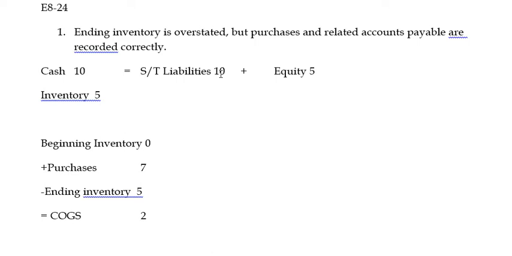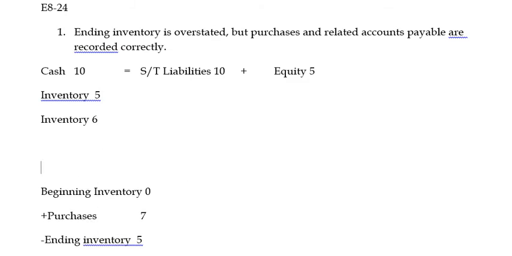These are correct, but all of a sudden you have this misstatement, and now we have overstated our inventory. Let's just say we overstated it by 1, and so we've put that we have an inventory of 6 and cash of 10, and yes, we are out of balance, but somehow we made this work, and so our inventory is 6.